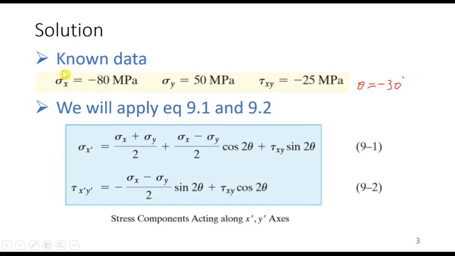So the solution: from our sign convention, we know sigma x is equal to minus 80 megapascal, sigma y is equal to 50 megapascal, tau xy is equal to minus 25 megapascal, and theta is minus 30 degree because it is clockwise. We will apply equations 9.1 and 9.2 that we have covered in the previous lecture. The equations are sigma x prime is equal to sigma x plus sigma y by 2 plus sigma x minus sigma y by 2 into cos 2 theta plus tau xy sin 2 theta, and tau x prime y prime is equal to minus sigma x minus sigma y by 2 sin 2 theta plus tau xy into cos 2 theta.